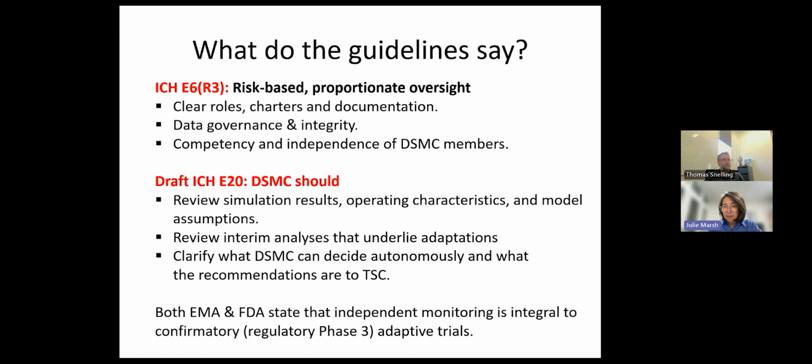ICH E6(R3) raises the bar on data governance and risk-based oversight, whereas the ICH E20, which is currently in draft form, requires pre-specified adaptation rules and simulation-based operating characteristics. However, the FDA guidance and EMA materials reinforce expectations for the independence of the Data Safety Monitoring Board and the documentation and proportional monitoring in these complex adaptive trials. Next.